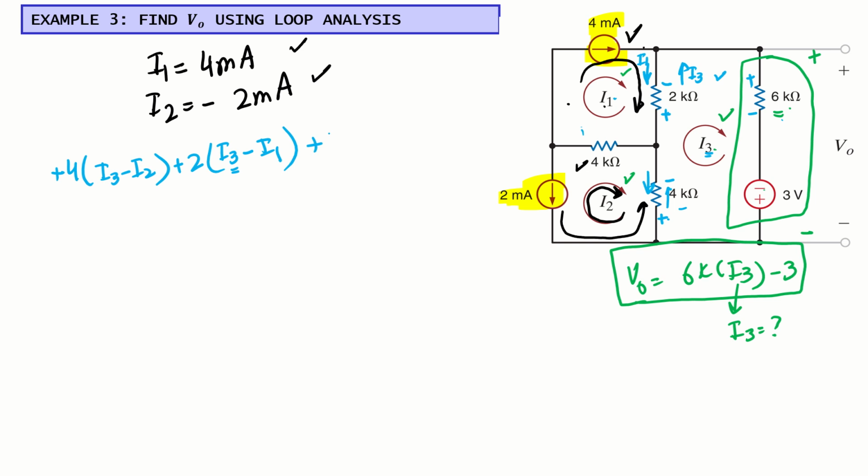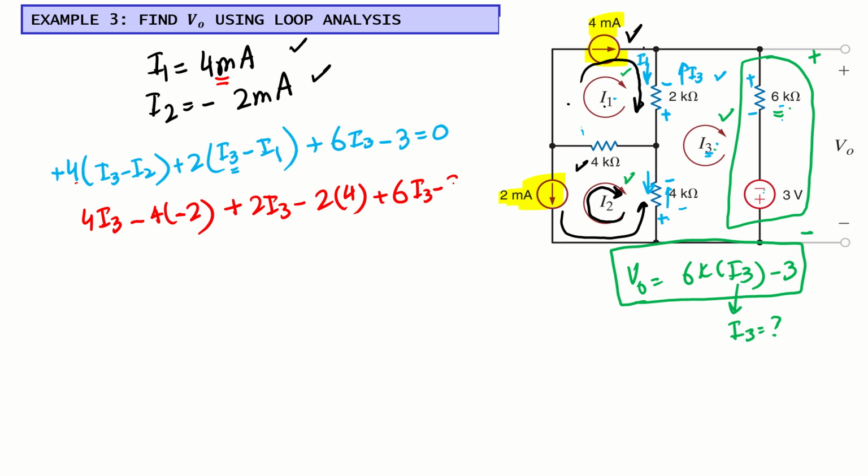Then we have this resistive branch here. The voltage drop here will be 6 times the current. What is the current flowing through this one? Only I3. So 6 times I3, and lastly this voltage source, minus 3, is equal to 0. So we have only one loop equation here. Let's simplify this. 4 times I3 minus 4 times I2. What is the value of I2? Minus 2 milliampere, right? So minus 4 times minus 2. Then 2 times I3 minus 2 times I1. What is the value of I1? 4. So I can plug in that value here. Plus 6 times I3 minus 3 is equal to 0.